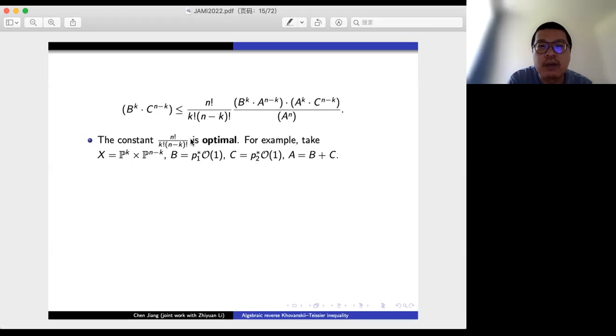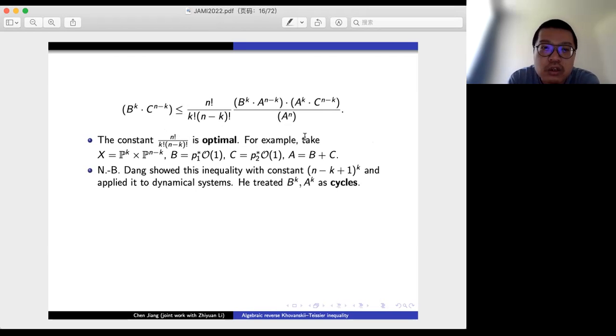So our example is the fibration case. So this gives some hint that when B and C are ample, this can be strict. But if you take limits, then it becomes non-strict, right? So also, there's some attempt to prove this in the algebraic case. It's by Dang, and he actually proved this algebraic version of this inequality, but his constant is much bigger than the optimal one. So his constant is like this, (n minus k plus 1) to the power k.